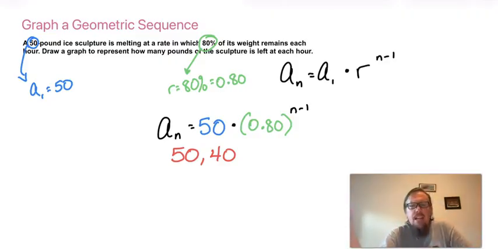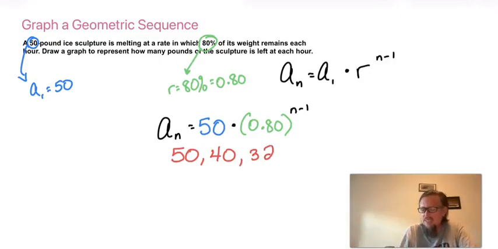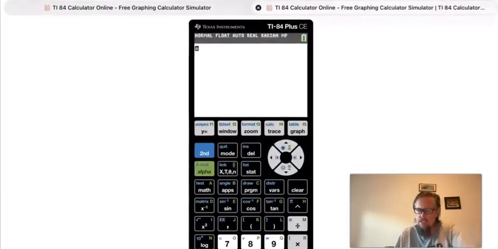Anyway, as I was saying, I could probably do the first couple of these by myself. I know it starts at 50, and I know 80% of 50 is 40. And I think that 80% of 40 is 32, and that's kind of when I run out of gas. So I'm going to go to the calculator for this, and I'm going to put this equation into the calculator. I can't put n's, obviously, or a n. I'm going to use x and y, but otherwise it's going to look pretty much the same.